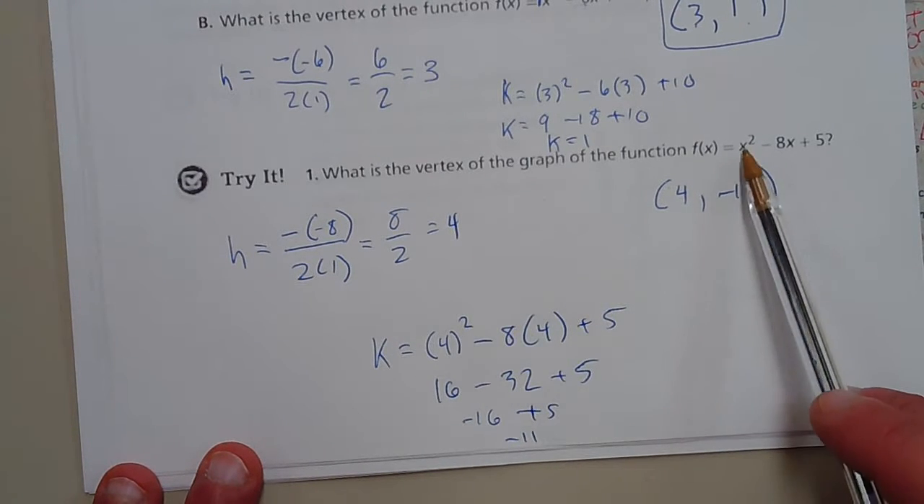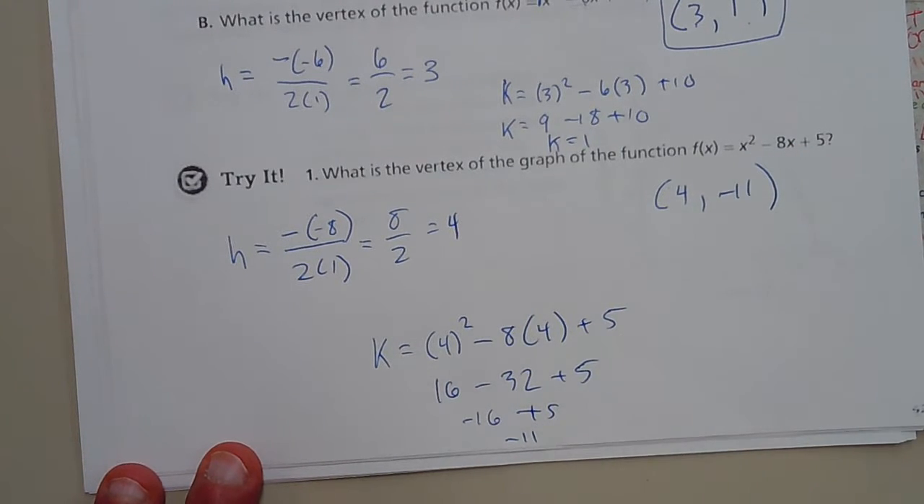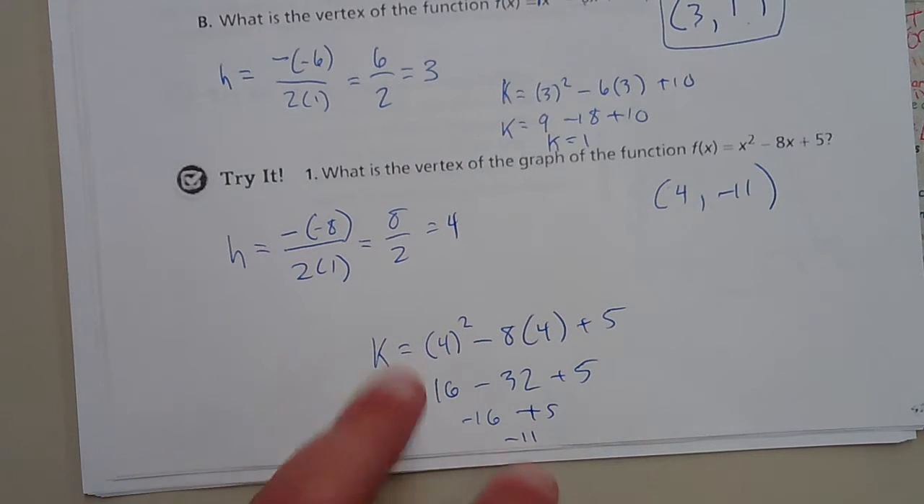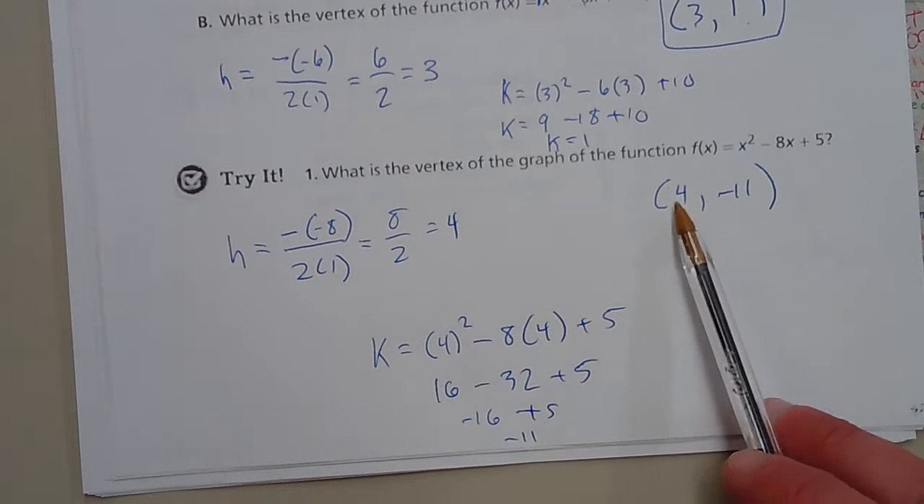Then I took that 4 and I substituted it in for my x's. That's what I did right here. Worked it all through and ended up simplifying to negative 11. So now I've got my h, I got my k, and I just wrote my coordinate point. Always h comma k.